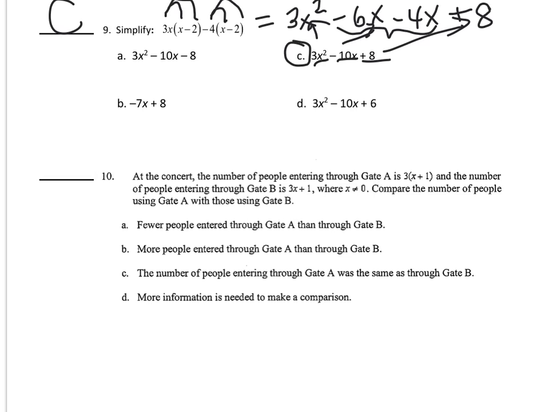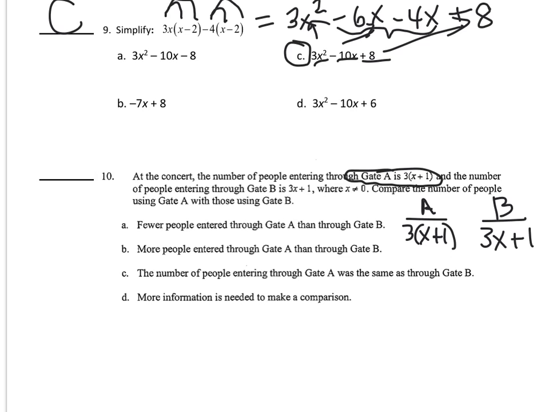Now this last one tended to confuse kids. It says at the concert, the number of people entering through gate A is 3 parentheses x plus 1. And the number of people entering through gate B is represented by an expression as well. The expression is 3x plus 1. A little different because one has parentheses, one does not. You're asked to compare the number of people entering through gate A to those entering through gate B.